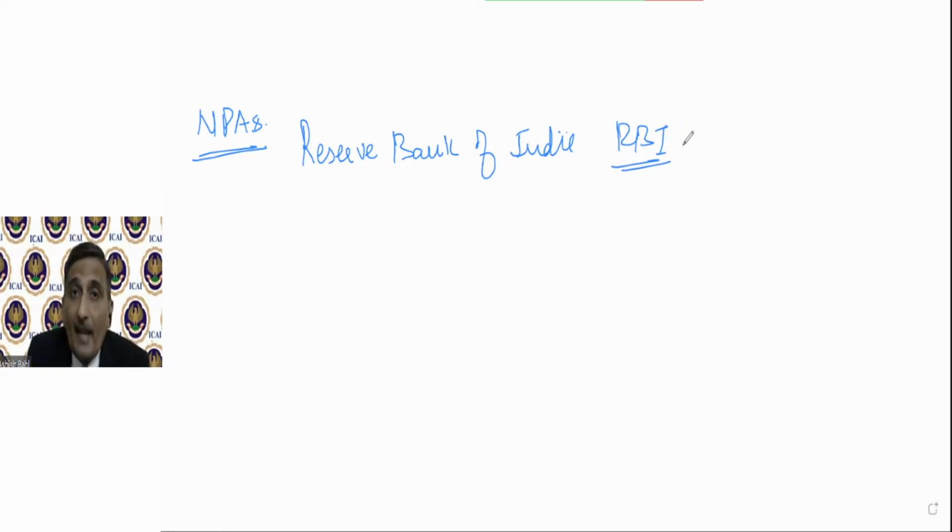These have to be followed by the banks. And what is the role of the auditor? The auditor, when he audits the financial statements of banks, would be verifying all these things, whether the bank has followed the guidelines issued by RBI for asset classification. Therefore this topic of NPAs becomes very, very crucial and important.